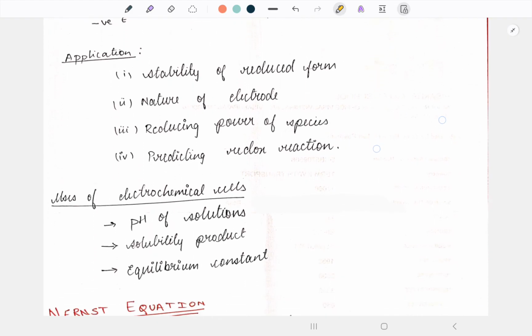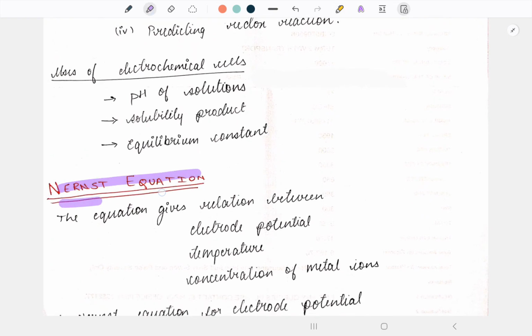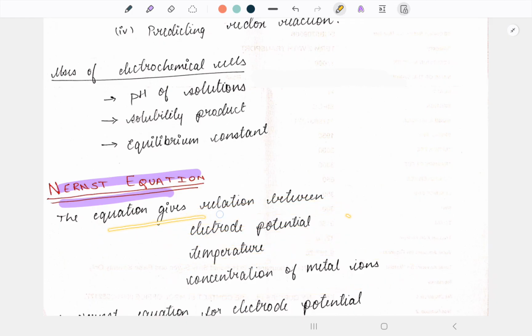Next, we'll study about the uses of electrochemical cells. They are used for determining the pH of solutions, solubility product and equilibrium constant, and other thermodynamic properties, and for potentiometric values. Now we'll study what is Nernst equation. This is the equation which gives the relation between electrode potential, heat supplied, and concentration of metal ions. So it is an equation which gives the relation between all the three factors.